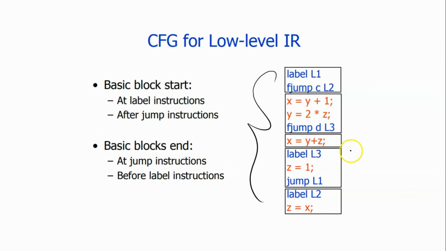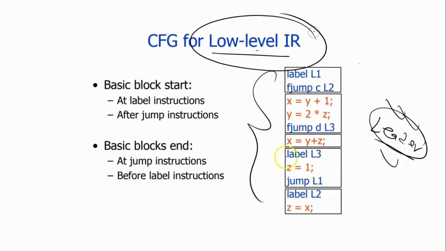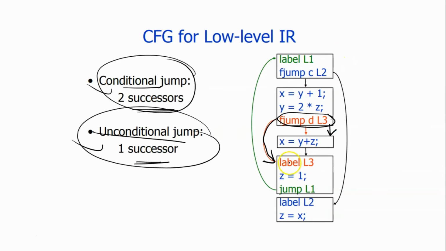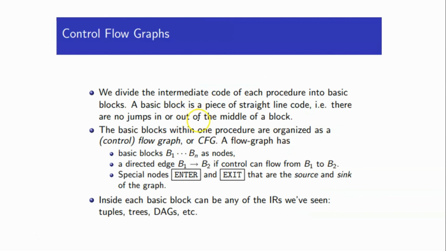You can convert this into a CFG using the leader algorithm, which we will see. Right now we will see this leader algorithm, and using it you can convert this low level IR into a CFG very easily. So let's see this algorithm. This is just the theory of the control flow graph. We have already seen this theory. You can go through it after I share the slide.